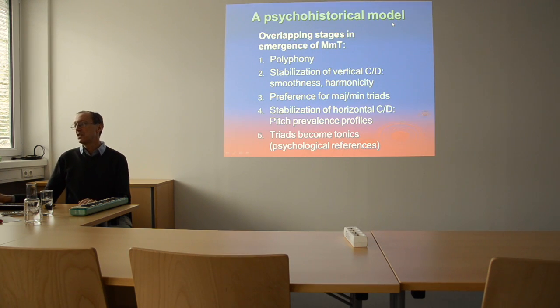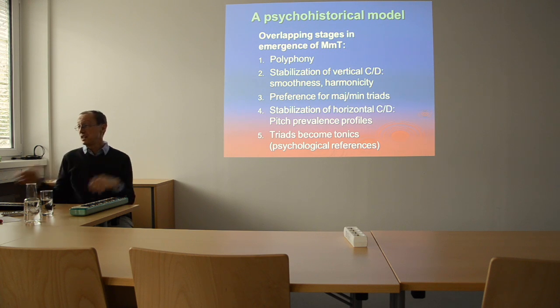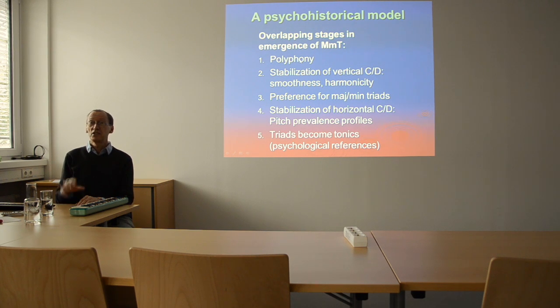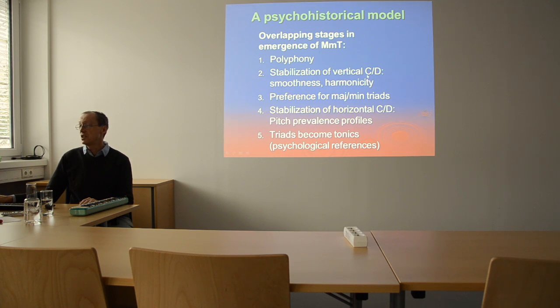A psychohistorical model. What actually happened in the history of perception? So how did the perception of people change when the music changed? So this theory goes like this. First of all, we got polyphony. People started to sing melodies more or less independently. The tones were somehow independent. And then people got used to consonance and dissonance of different combinations. So people got used to appreciating the smoothness of some chords and the harmonicity of some chords, and they started to prefer those chords. And then major and minor triads emerged as the most smooth and harmonic chords, and they were dominating all the other chords.